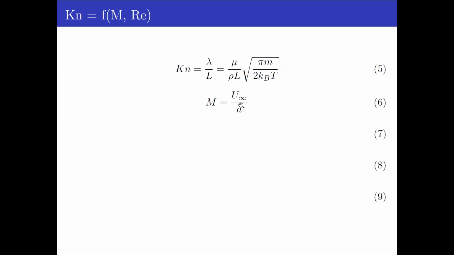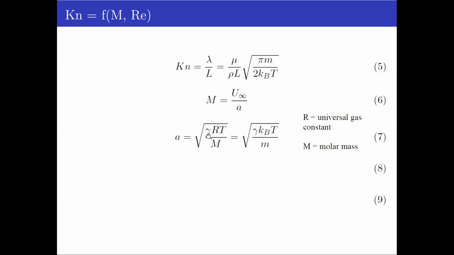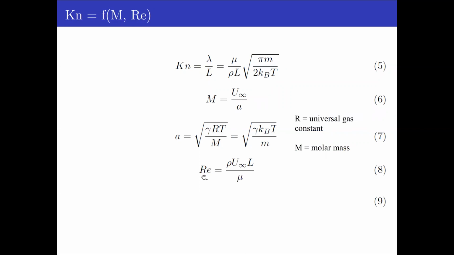Then the Mach number is a ratio of the speed of an object to the speed of sound. Speed of sound can be written in terms of gamma, that is the heat specific ratio, R is the universal gas constant, T is the temperature, and M is the molar mass. That can be written in terms of the Boltzmann constant as well. The Reynolds number is a ratio of inertial forces to viscous forces.